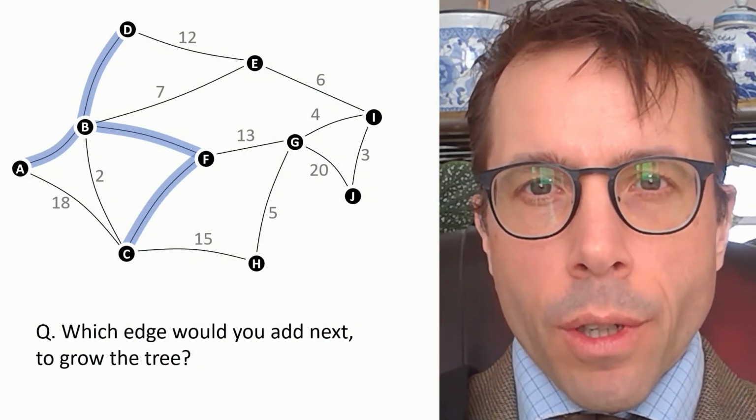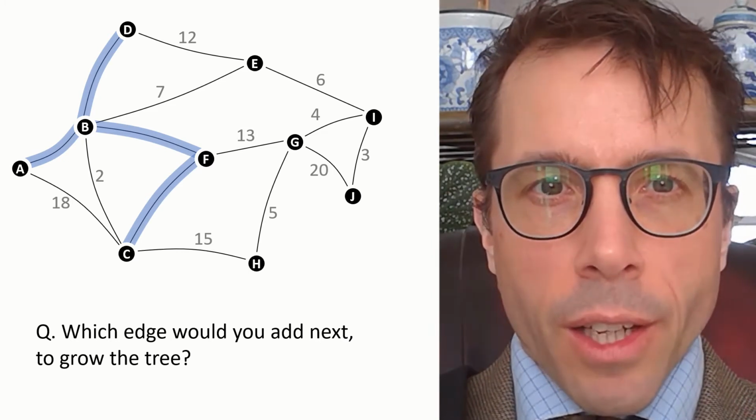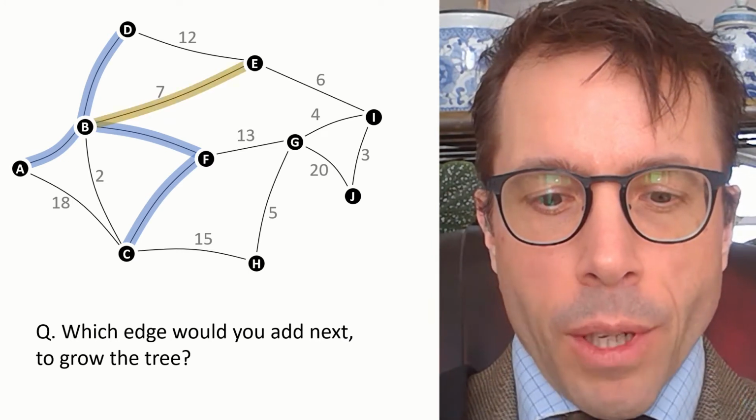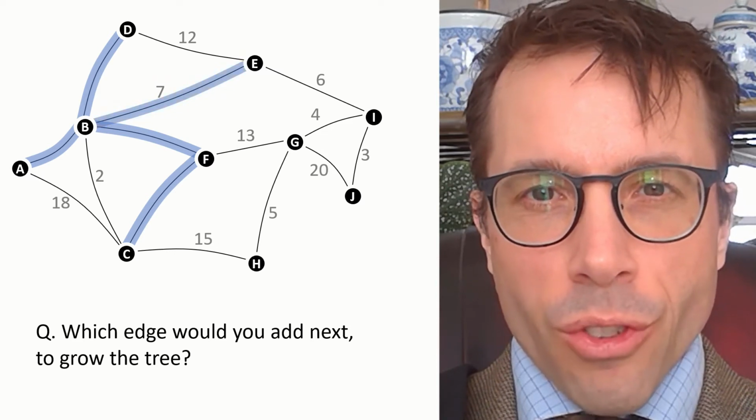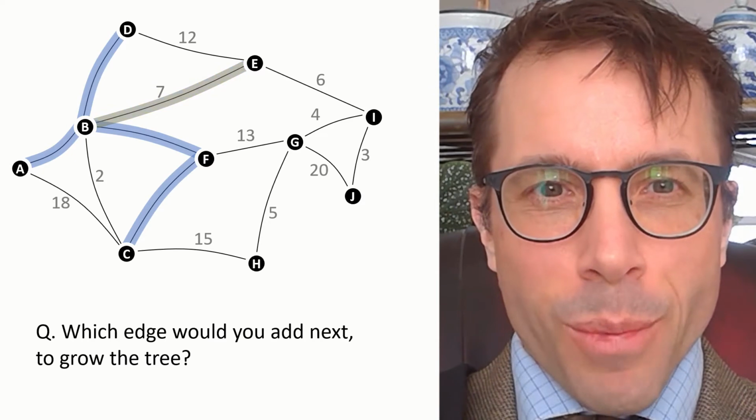Here's one version of a greedy algorithm. Let's build up our tree edge by edge. If this here in blue is the tree we've built so far, which edge would you pick next? You'd pick the BE edge. That's the obvious choice. It's got the smallest weight among all edges you could pick next. And that's all the algorithm is.